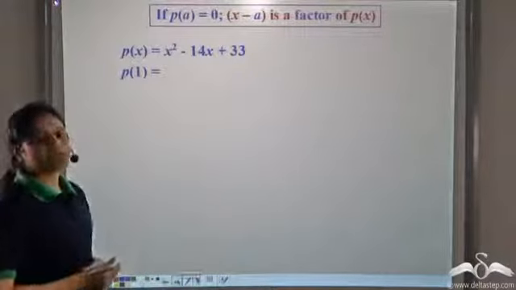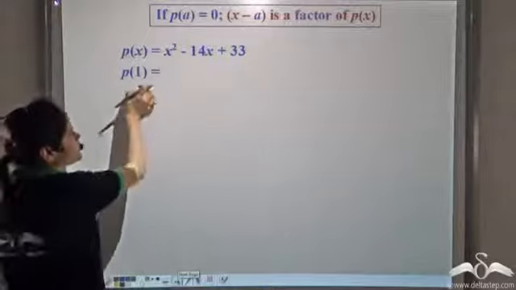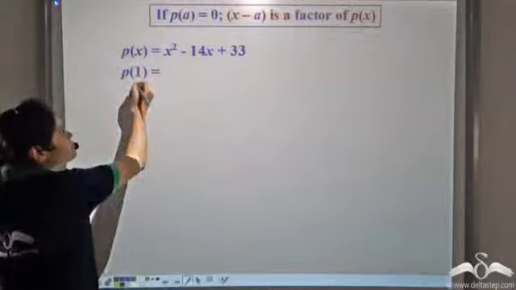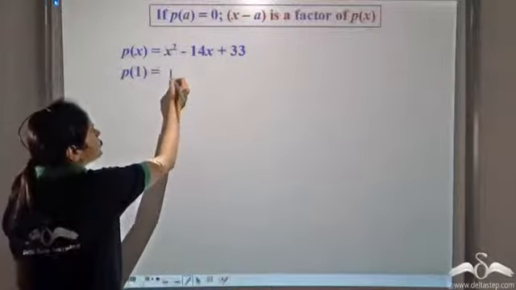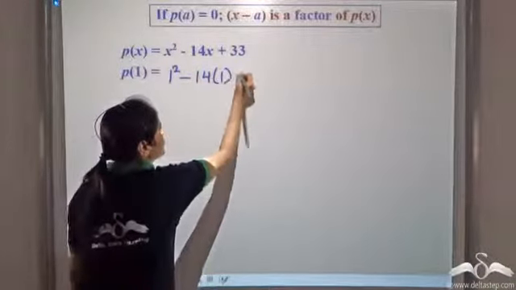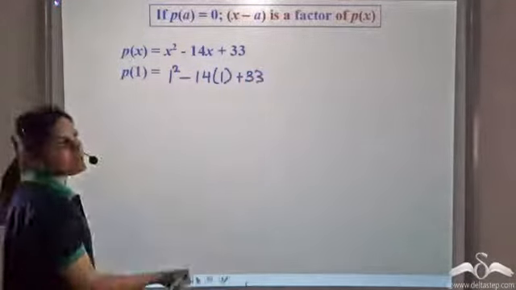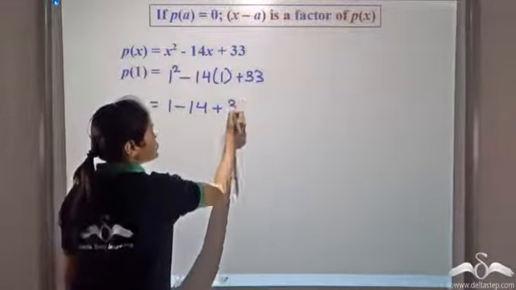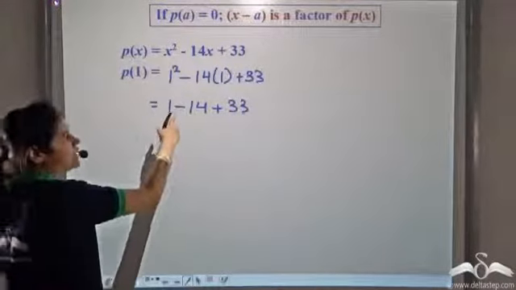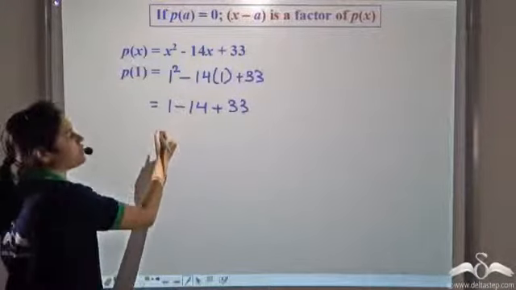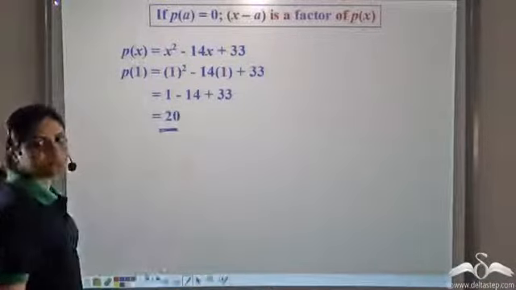Now first let us check for 1. So we need to see whether p(1) is equal to 0 or not. So let us substitute x is equal to 1. We get 1 square minus 14 into 1 plus 33, which is equal to 1 minus 14 plus 33. So 1 plus 33 is 34. 34 minus 14 is 20. We have p(1) is 20.